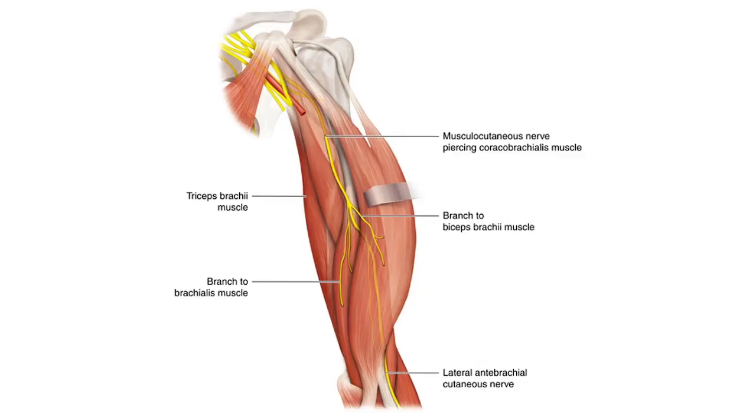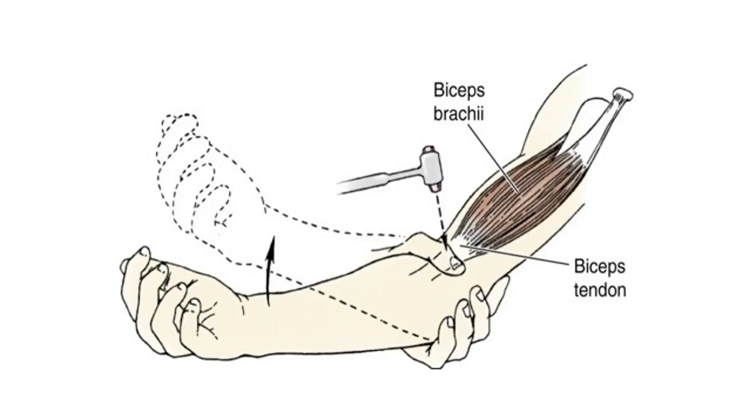This slide shows the course of the musculocutaneous nerve, and this is a simple test that we can do in order to identify whether the C5 C6 action is there. You can tap onto the tendon of the biceps. With the biceps jerk, you can see that there is a little bit of flexion and also supination as well. Then you know that the C5 C6 is working.